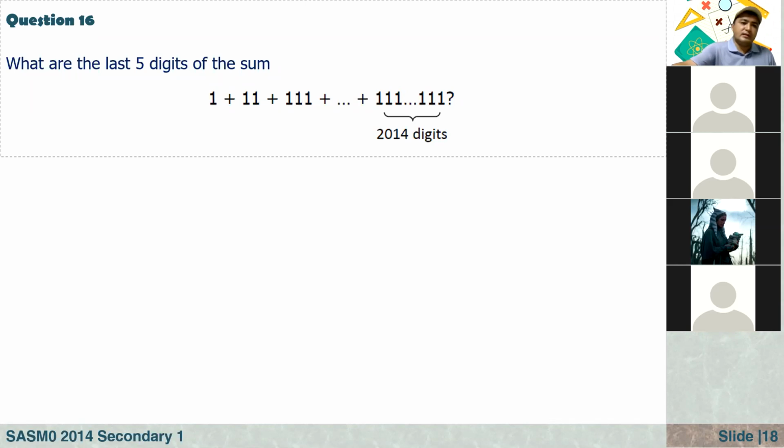So we are adding these numbers, right? The question is, what are the last 5 digits of the sum? Let me just, usually if I want to add some numbers, for example, let's say 1 plus 11 plus 111 plus 1111. How do we add this? We add like this, right?